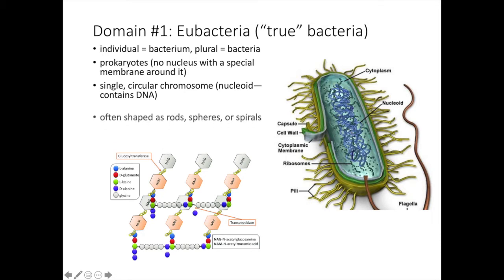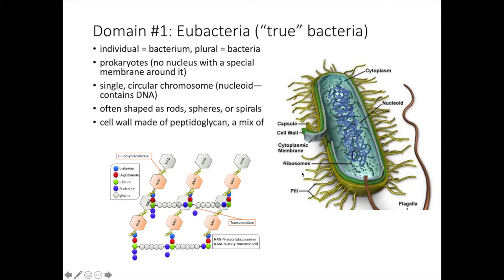They may have shapes as rods, which are basically this shape, a sphere, which you would probably know as a circle, or a spiral, which is kind of a twisted corkscrew type shape. Their cell walls are made of something called peptidoglycan, which are polysaccharides. So we see these are the polysaccharides. And then we have polypeptides, also glycine, glycine, glycine, glycine, lysine, alanine, glutamate. So they have different amino acids that are part of this structure of their cell wall.